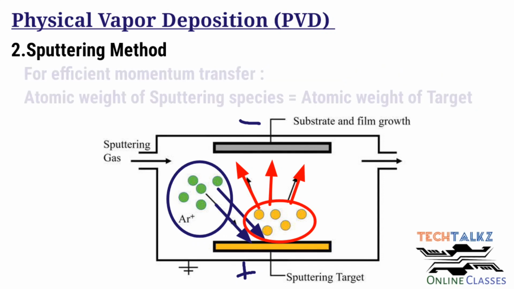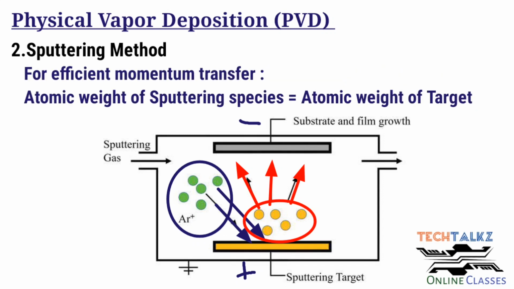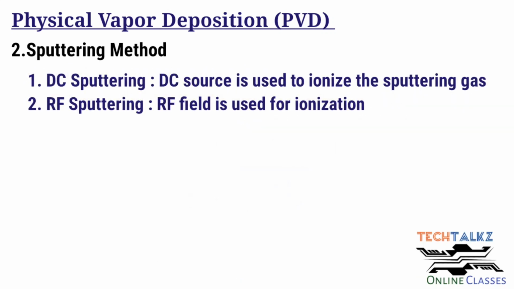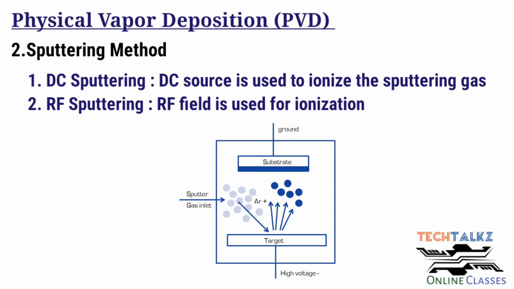Please note, for efficient momentum transfer, the atomic weight of the sputtering gas should be close to the atomic weight of the target. Otherwise, it will be very difficult. Mainly there are two types of sputtering methods, DC sputtering and RF sputtering.